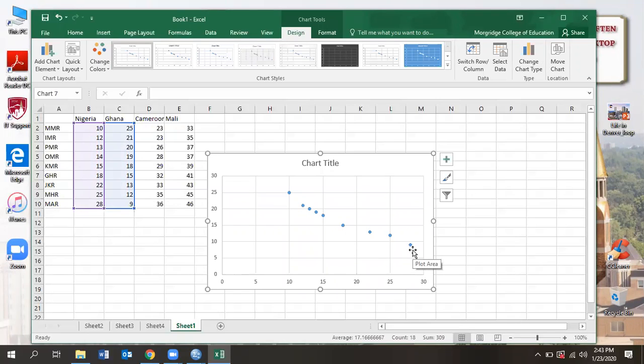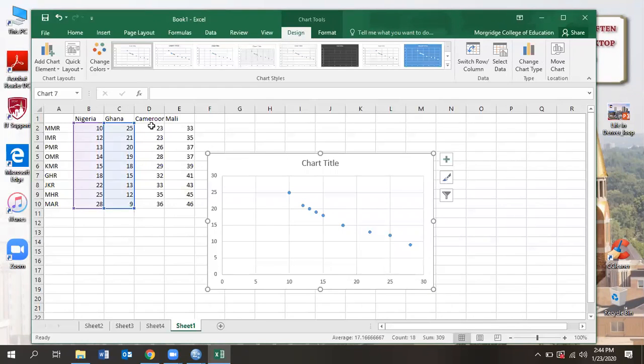What that means is as Nigeria is increasing in number, Ghana is decreasing in number. So correlations are not necessarily causation. So you can't really say that the increase in Nigeria is causing a decrease in Ghana. But what we just noticed is that an increase in Nigeria is happening at the same time that there is a decrease in Ghana.